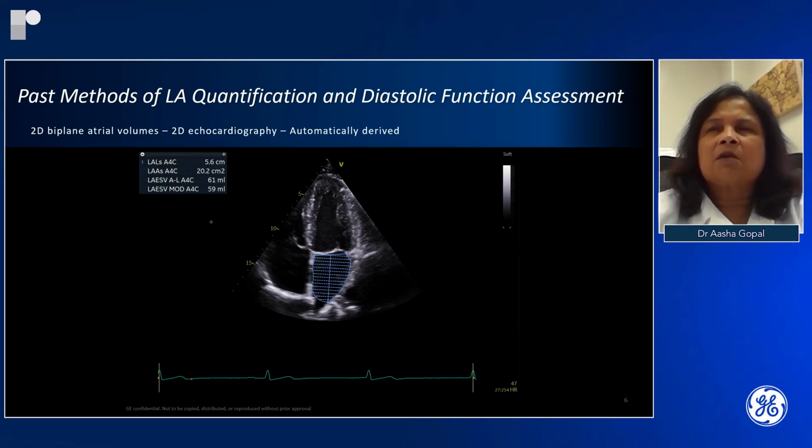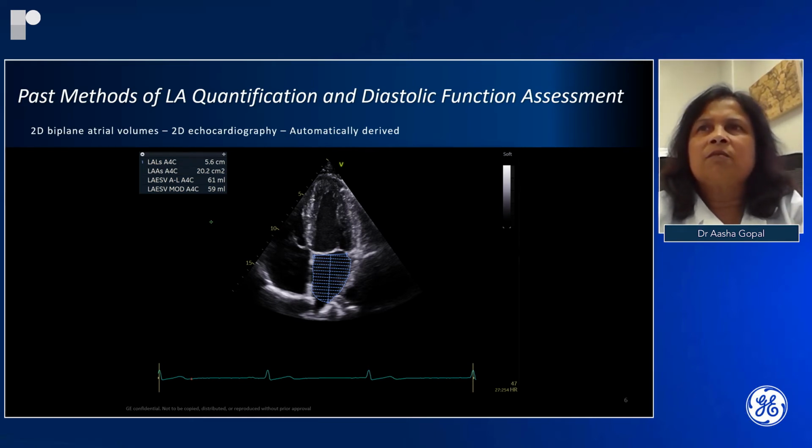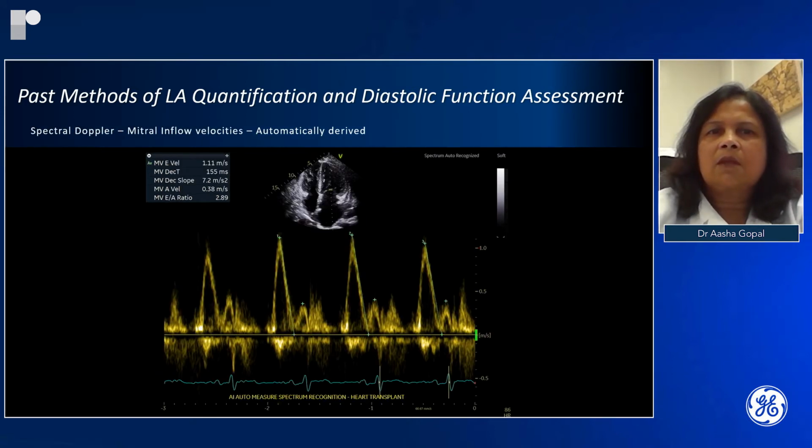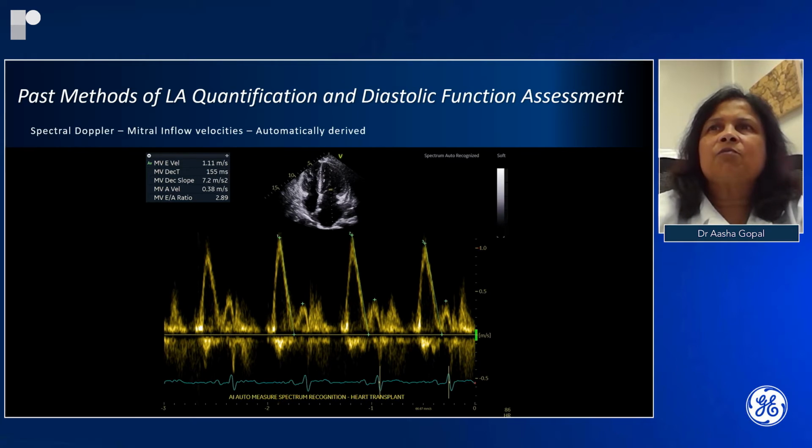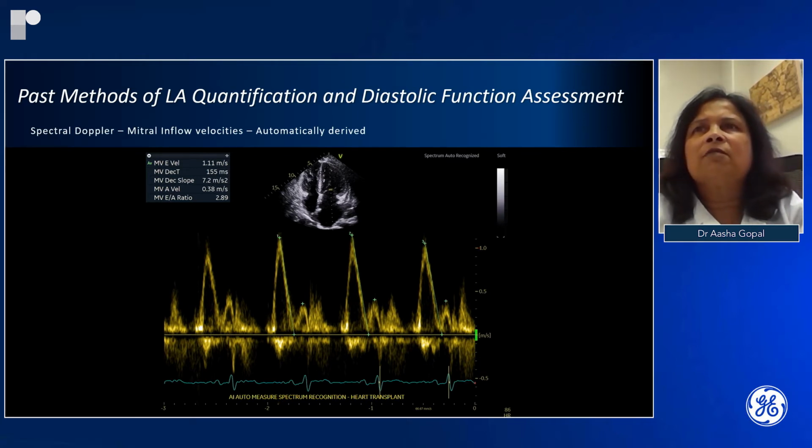However, geometric assumptions, foreshortening, and interobserver variability are still drawbacks of this method. Since the volume of the left atrium is influenced by several factors, including the left ventricular end-diastolic pressure and compliance of the chamber, can we predict left ventricular end-diastolic pressure and left atrial pressure by studying the velocity of blood flow across the mitral valve by spectral Doppler?